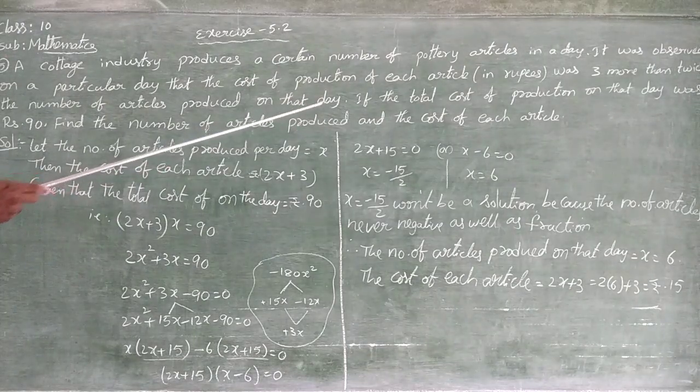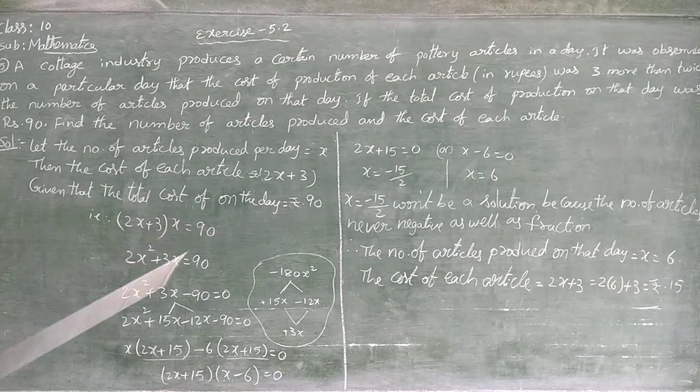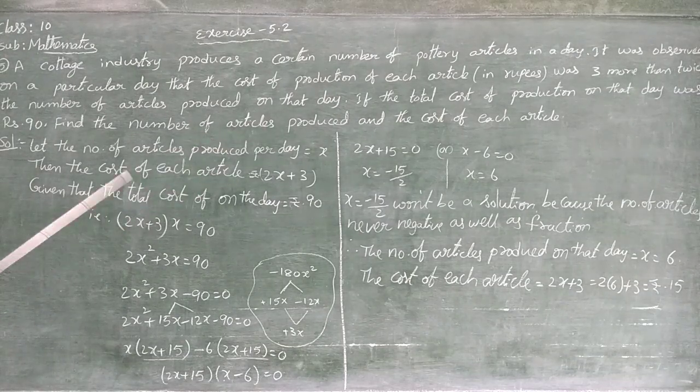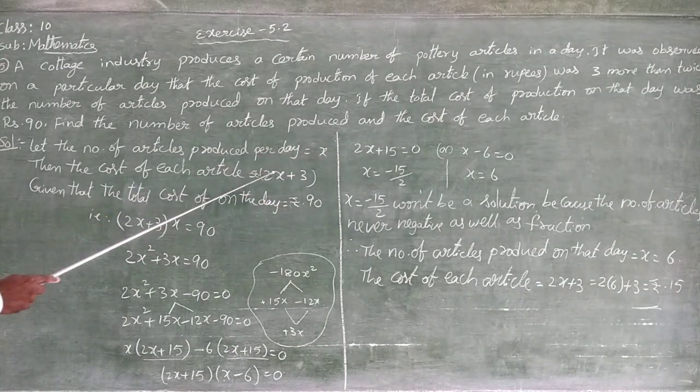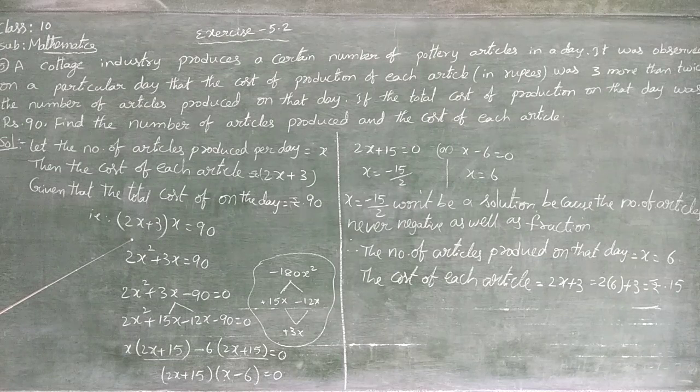But it is given in the problem that the total cost of production on the day was 90 rupees. So they produce x articles, and the cost of each article is 2x plus 3. Then the total amount is the cost of each article into the number of articles produced on that day. That is, 2x plus 3 times x is equal to 90. Binomial into monomial multiply: 2x into x is 2x square, 3 into x is 3x, equal to 90.